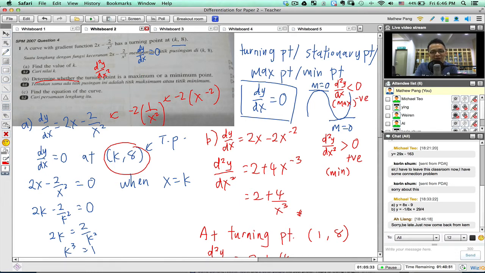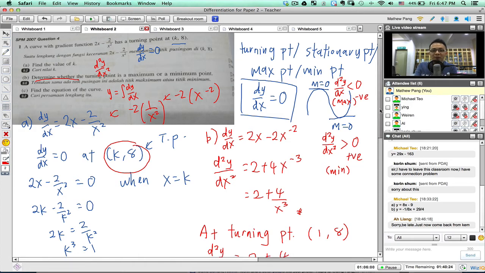If you are a form 4 student, I'm sorry for that, because if you want to find the equation of the curve, you have to integrate the gradient function. Y equals the integral of the gradient function. So you must integrate your dy dx, then you can get the equation of the curve. Some of you might be form 4 students, so you just listen first. When you go to form 5, you will understand what integration is.